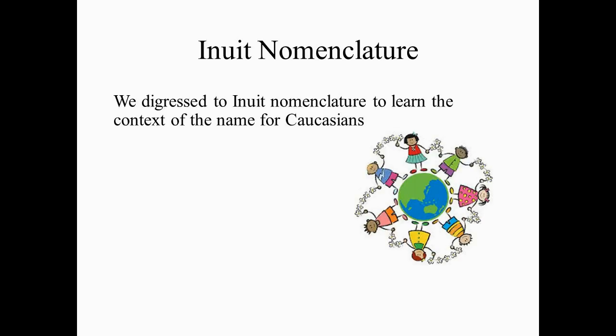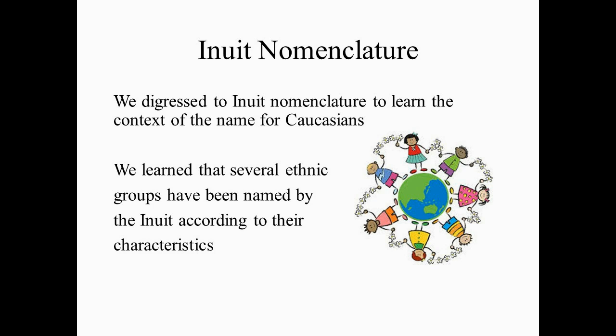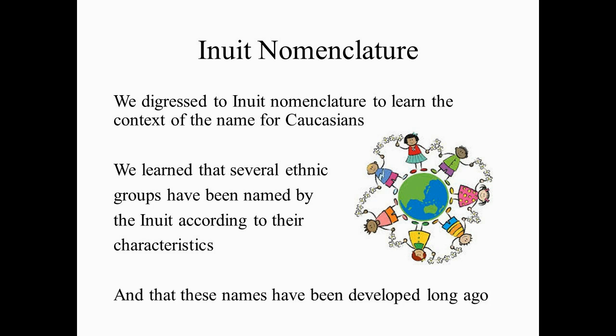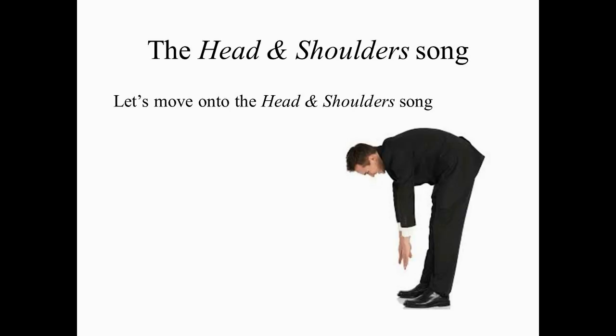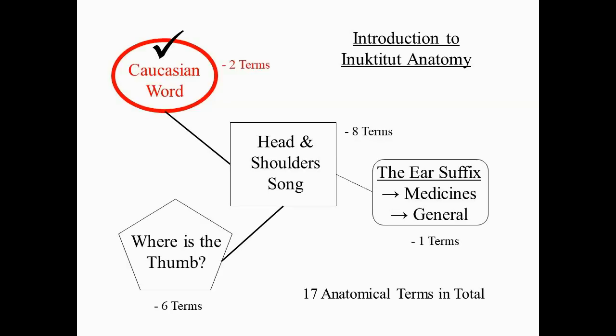We digress to Inuit nomenclature to learn the context of names for Caucasians and other people. We learned that several ethnic groups have been named by the Inuit according to their characteristics, and that these names have been developed long ago. Awesome! Let's move on to our first song.